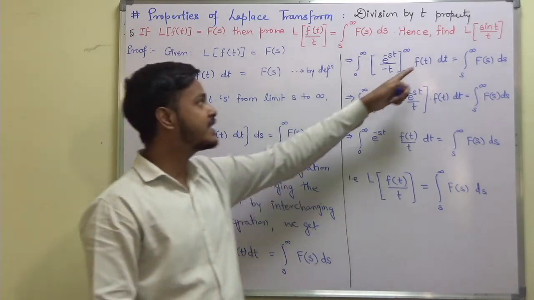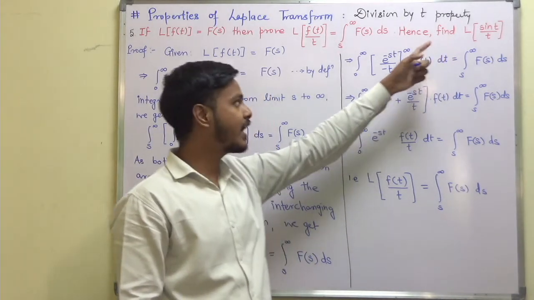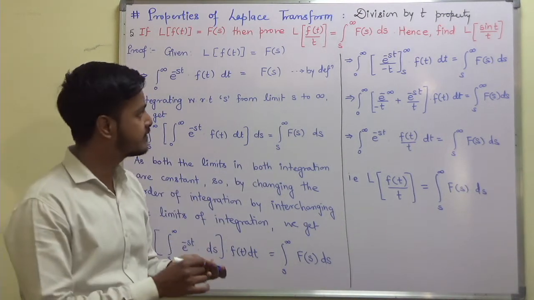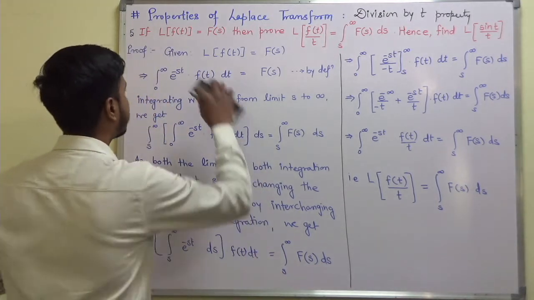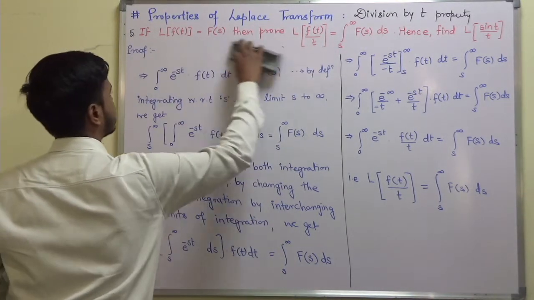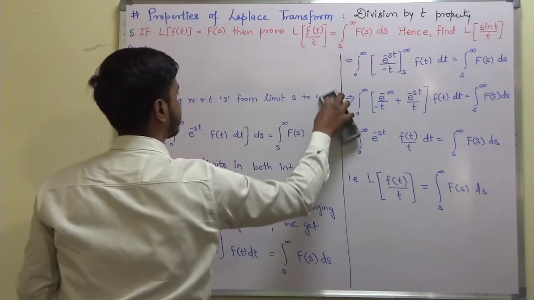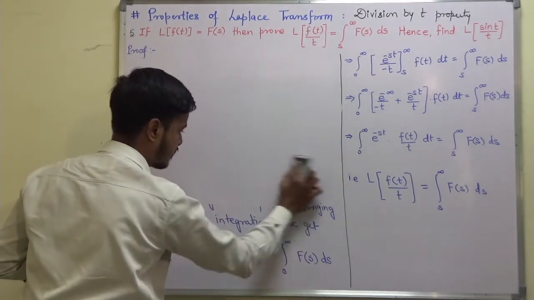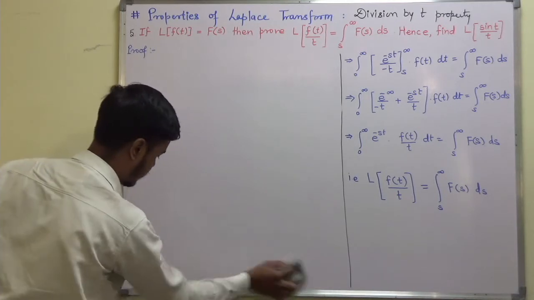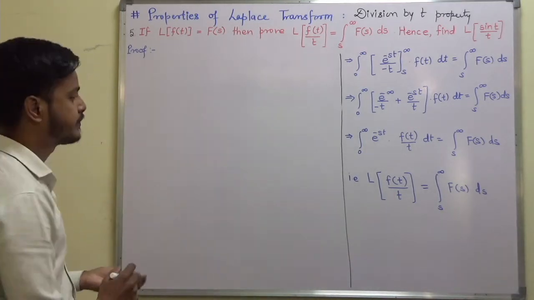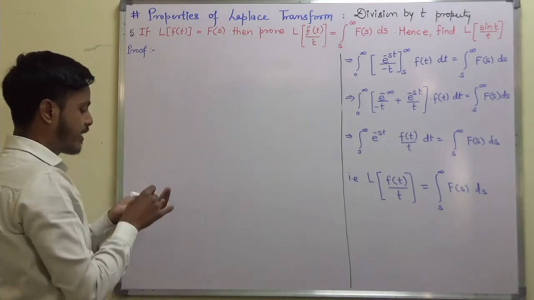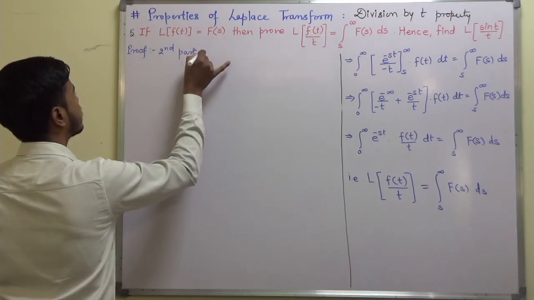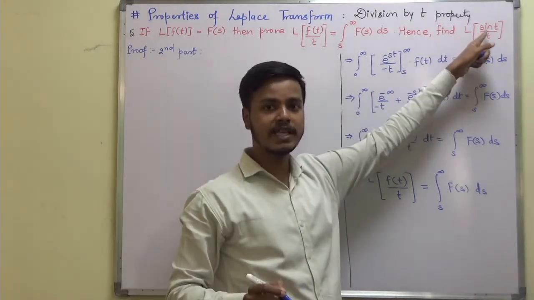Now as you can see, there is one result that we have to find out with the help of this property. So let us find out that result first. I am rubbing this now. Second part. We have to find out Laplace transform of sin t upon t.